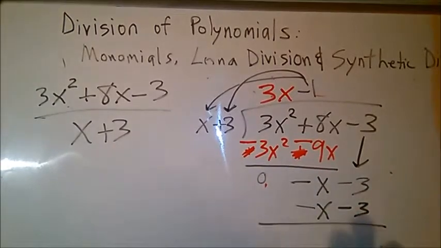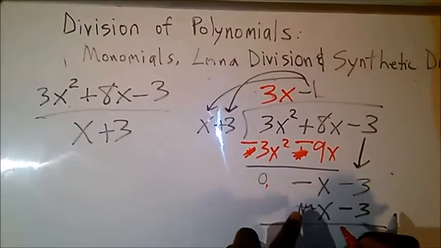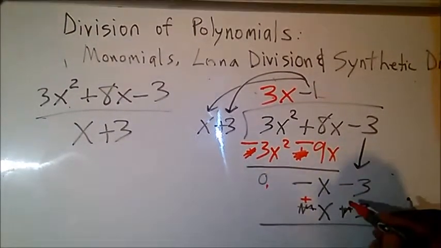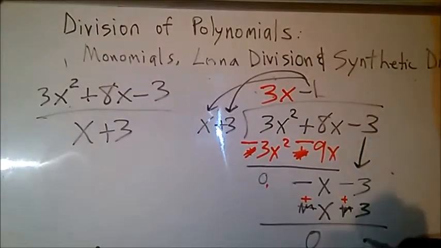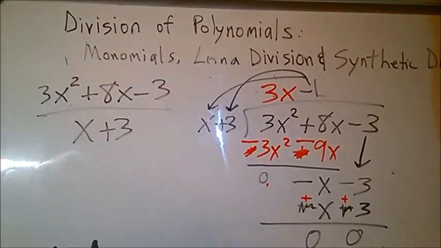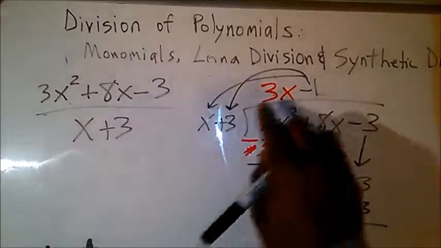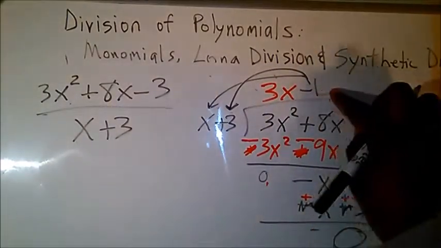And we're going to change signs. This is negative, so it becomes positive. I'll cross it out like that and put a positive here. Now that cancels out. It's going to be 0. So my remainder is 0. What times x equals 0? 0. I'm done.